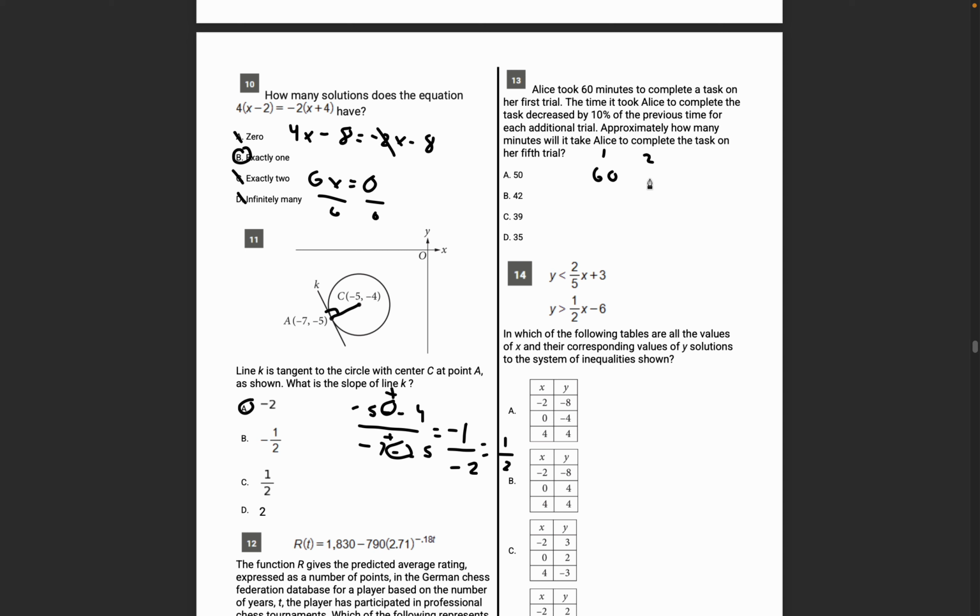So 0.9 of 60 will just be 54. And then, okay, I can tell you it's already not going to be this one or this one. It could be B. And then we do times 0.9 of the previous time for each additional trial. I think mentally it should be like 48 point something.